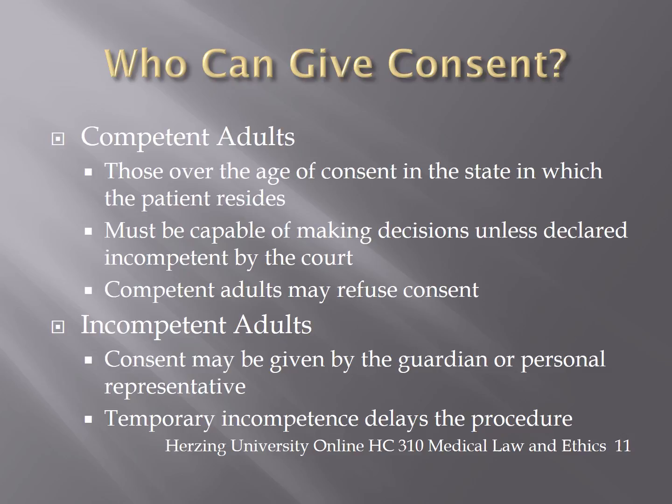An incompetent adult is one whose decision-making power regarding their affairs has been given to a guardian or a personal representative. The guardian or personal representative has a narrower range of choices when making decisions. They must know the wishes of the individual, and those wishes must be taken into consideration in the decision. Temporary incompetence, such as that induced by drugs or other factors, may delay the procedure. It is up to the physician or healthcare personnel to make the decision of temporary incompetence. No court order is needed.